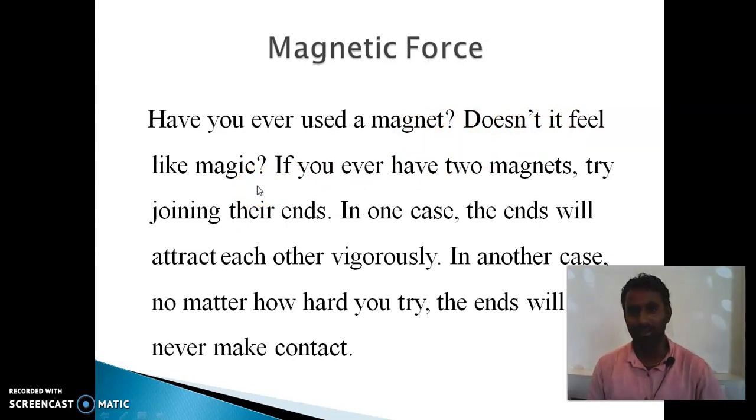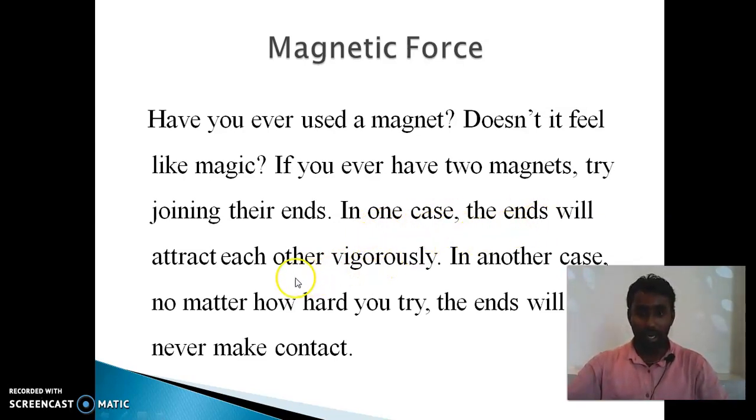If you ever have two magnets, try joining their ends. For example, just imagine these are two magnets. Okay, so this has one end, here the other end, right? One is the North Pole, another one is the South Pole. So here also one is the North Pole, another one is the South Pole, right? If you take these two ends closer to each other, similar ends or opposite ends, what will happen, we'll see.